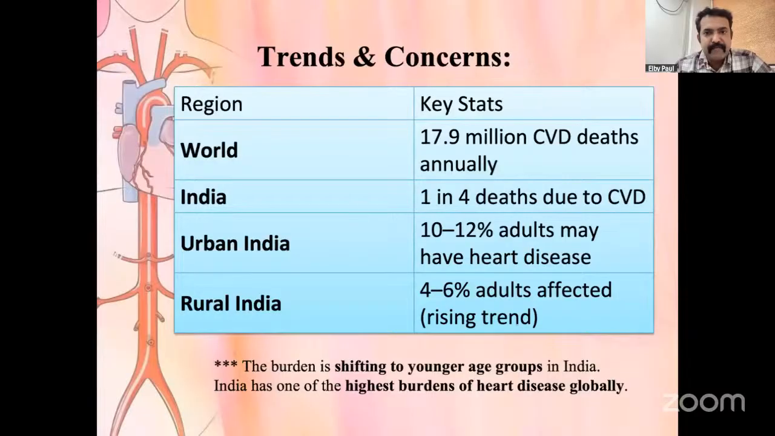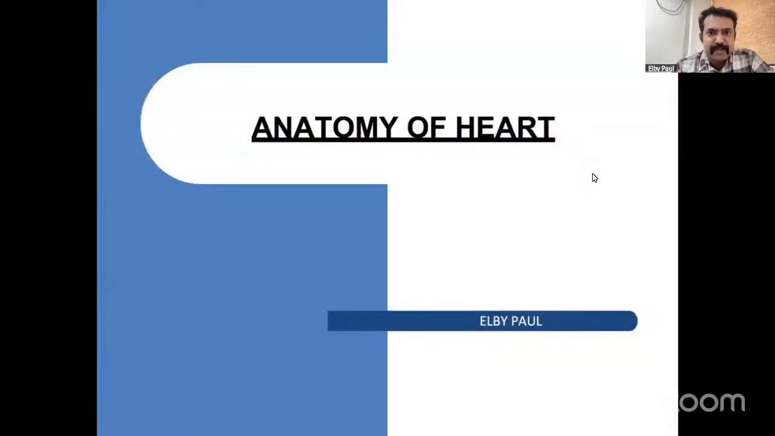As discussed, in India, 1 in 4 deaths is due to CVD. In urban areas, 10 to 12% of adults may have heart disease. In rural India, 4 to 6% of adults are affected. My point is no one is safe. The burden is shifting to younger age groups in India. India has one of the highest burdens of heart disease globally.